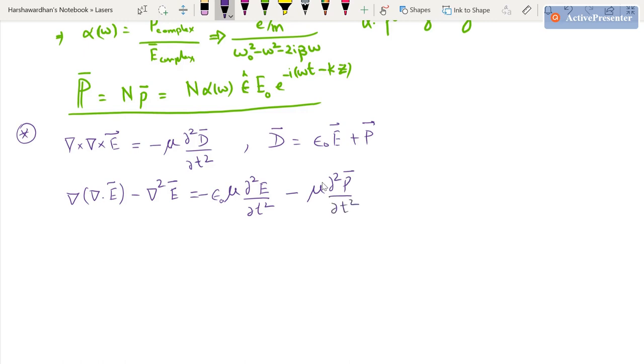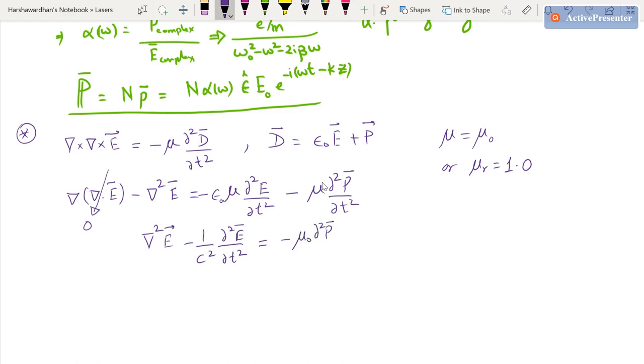So we use the transversality condition from the Gauss's first law, that is, it's without any free charges, this goes to zero, and then what I get is basically the wave equation in the following form, which is dou squared E minus, remember that we are looking at optical regime, so they are non-magnetic media, mu is equal to mu naught, right? Or in other words, my mu relative is 1. So I can as well write this as minus 1 over c square. The mu becomes mu naught. It is dou squared E over dou t square. And on the right hand side, I have got mu naught dou squared P over dou t square.